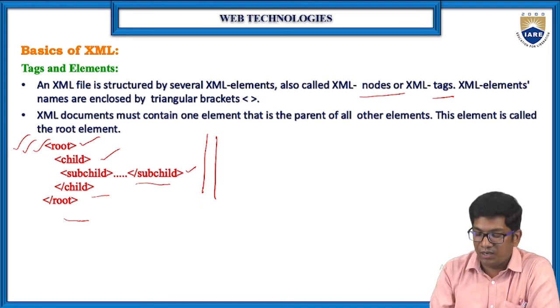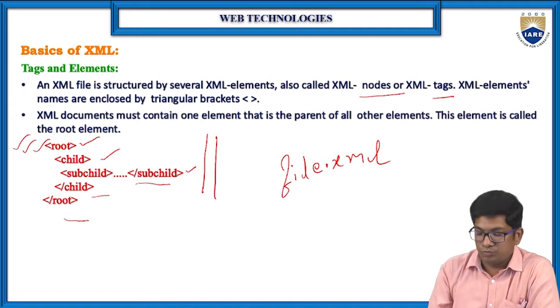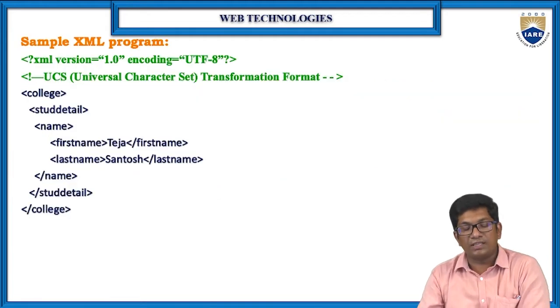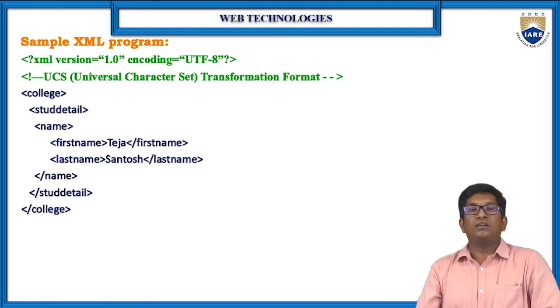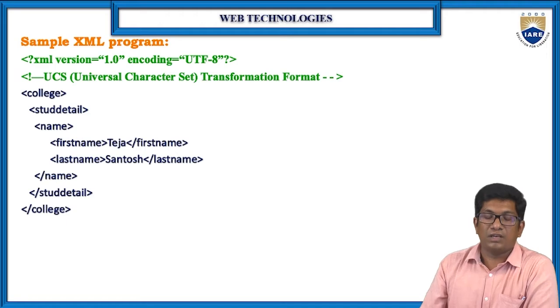How to save this file? File name dot XML, for example xml.xml. So that is the simple hierarchy you have to follow in XML. So here is a simple example of how to write, store and transfer data in XML.